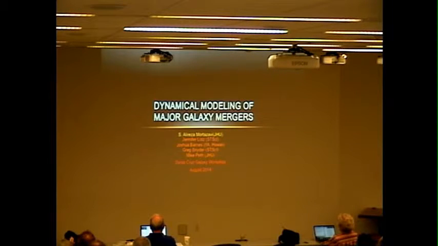So we are trying to dynamically model galaxy mergers because we want to know the initial conditions of these galaxies before they started to merge, like the orbital parameters. If we can get the distribution of these orbital parameters for a sample of galaxy mergers, we can compare it with the orbital parameters of dark matter halo mergers from cosmological simulations. This shows the distribution of eccentricities in dark matter halo mergers by Benson, 2005.